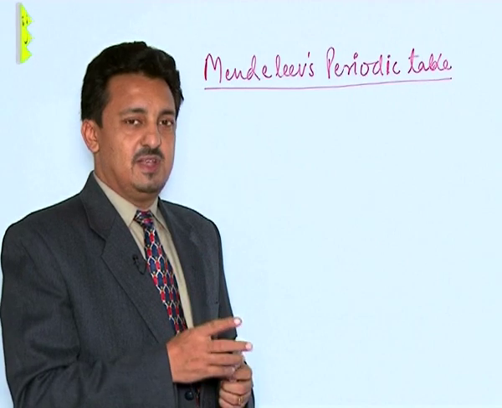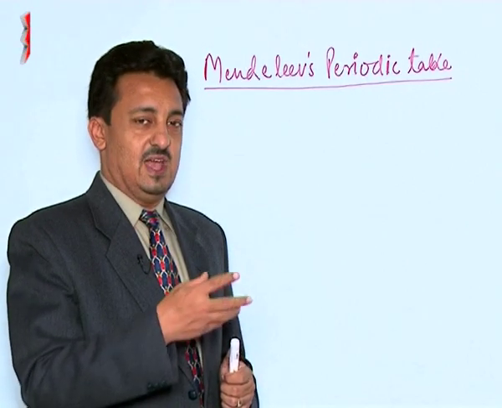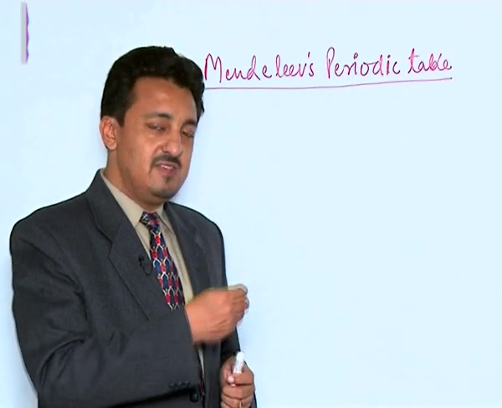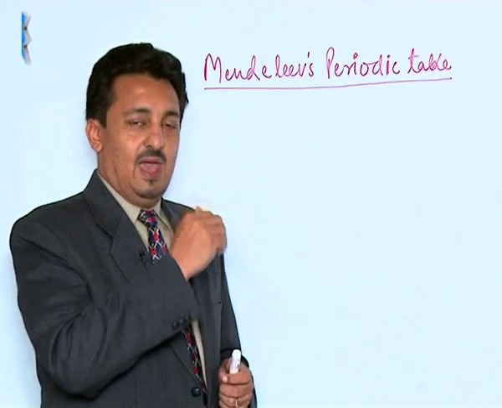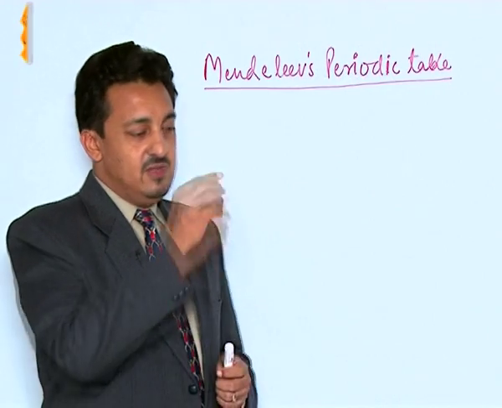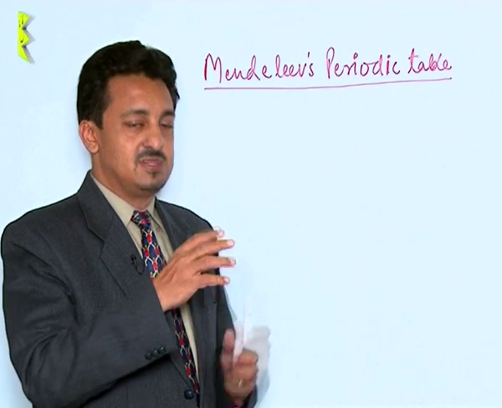Now the Mendeleev periodic table is based on the observations he noticed, and he arranged the elements in increasing order of their atomic masses horizontally, and he placed the similar elements one below the other in vertical columns. And this is how he arranged the elements in a periodic table.